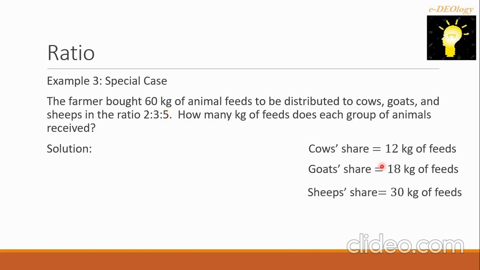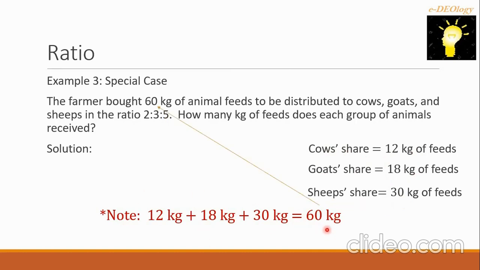So as we see here, the cow share is 12 kg, the goat share is 18 kg, and the sheep share is 30 kg. So take note, if we take the sum of all these numbers, the total is 60 kg, and this 60 kg is the same number that is given as the total in the problem.